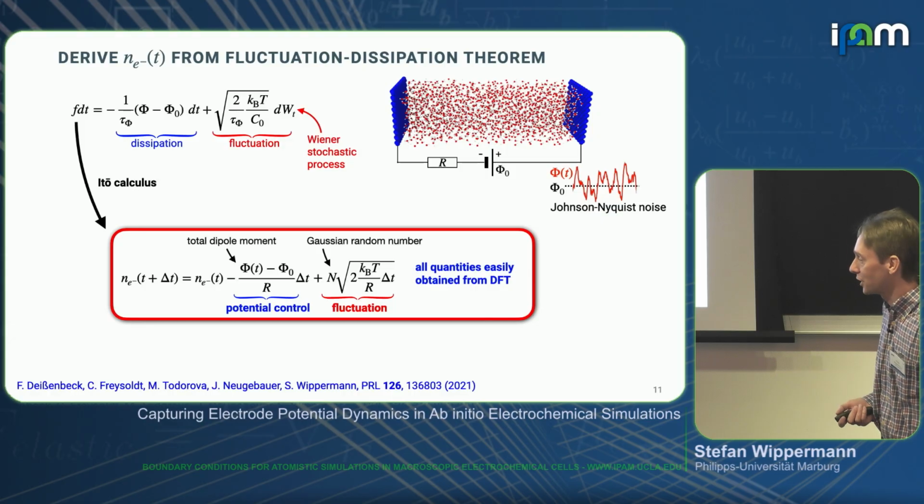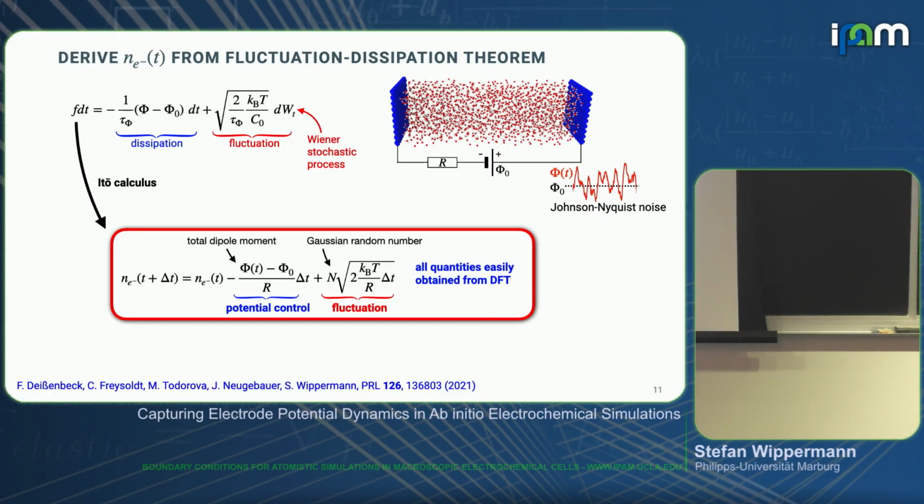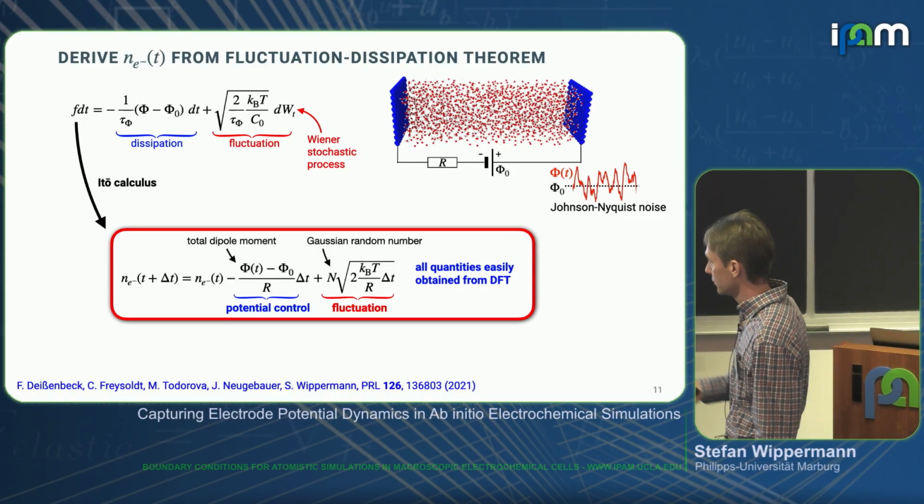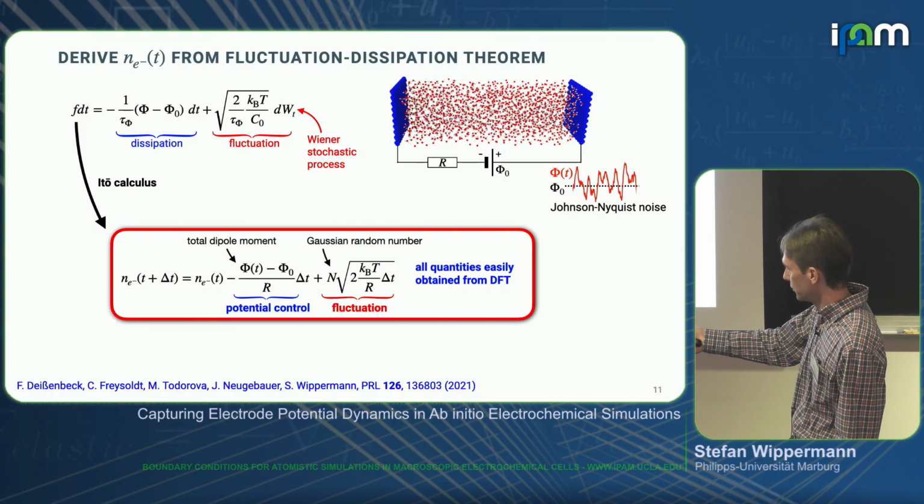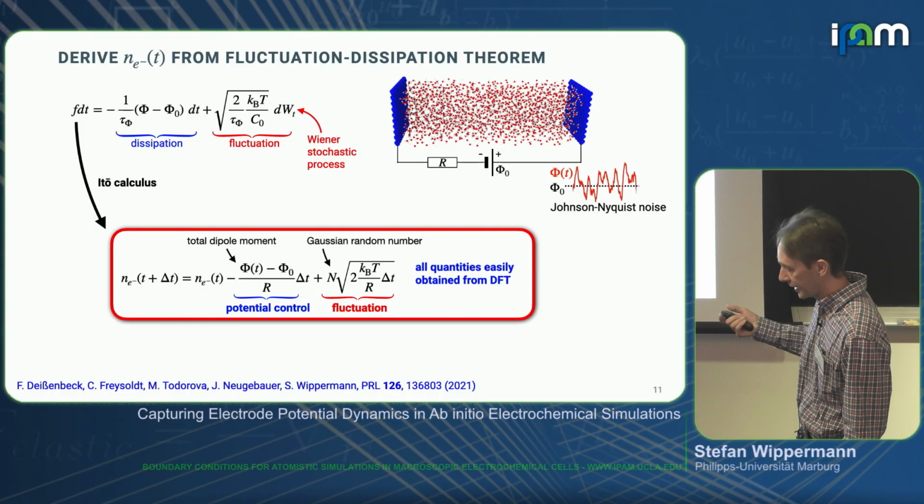There is a specific type of calculus called Ito calculus that you can use to integrate such a stochastic differential equation of motion, and to end up with an expression like this. If you know the electrode charge at one time step, you can immediately compute it at the next time step.